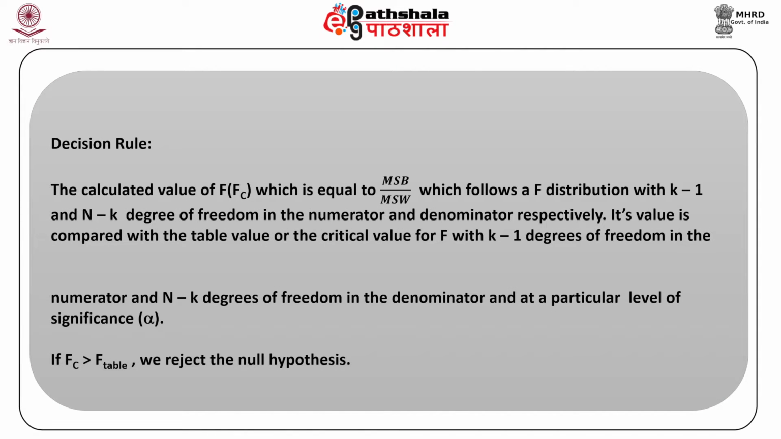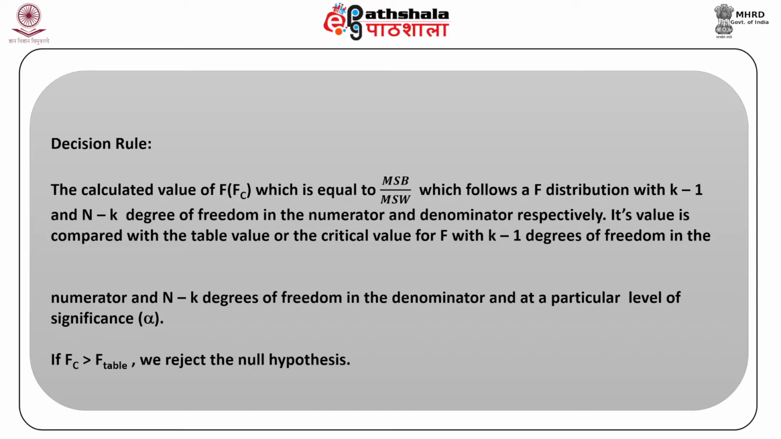Now, what is the decision rule? The calculated value of F, or Fc, which is equal to MSB upon MSW, is the one which follows an F distribution with K minus 1 and N minus K degrees of freedom in the numerator and denominator respectively. Its value is compared with the table value or the critical value for F with K minus 1 degrees of freedom in the numerator and N minus K degrees of freedom in the denominator, and at a particular level of significance alpha.